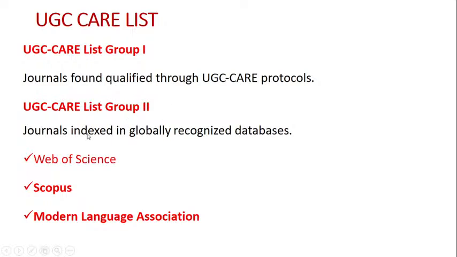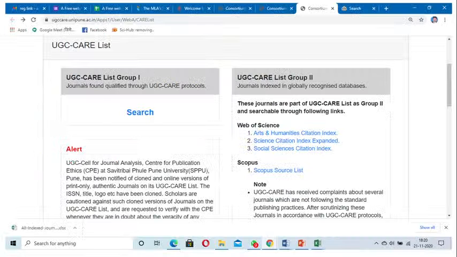Group 2 journals are indexed in globally recognized databases like Web of Science, Scopus, and the Modern Language Association. We have already seen that Web of Science, Scopus, and MLA are available in UGC group 2. So I repeat, Web of Science, Scopus, and MLA are available in group 2. Group 1 journals get in through the UGC CARE protocol, which means user and researcher representation.